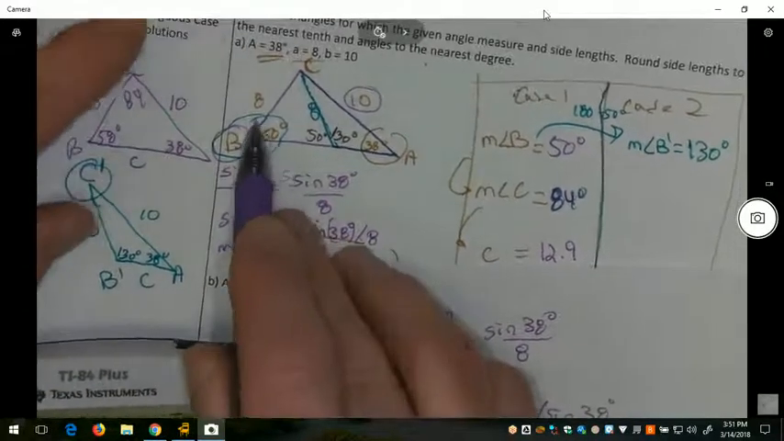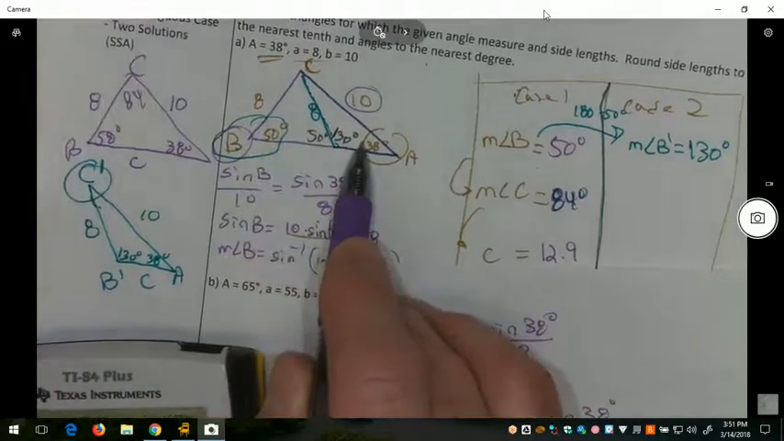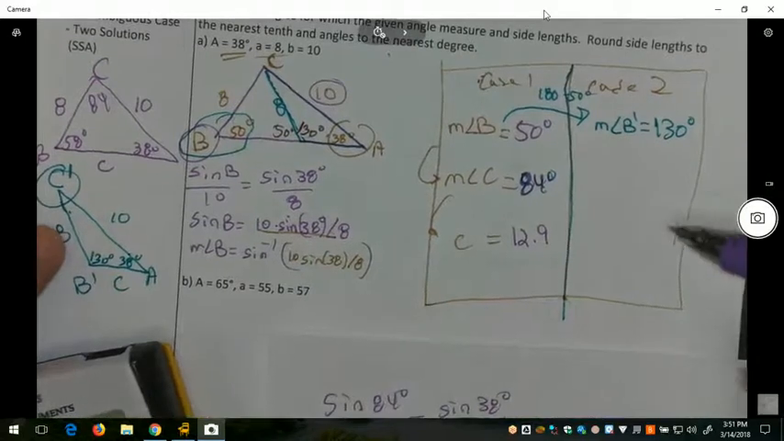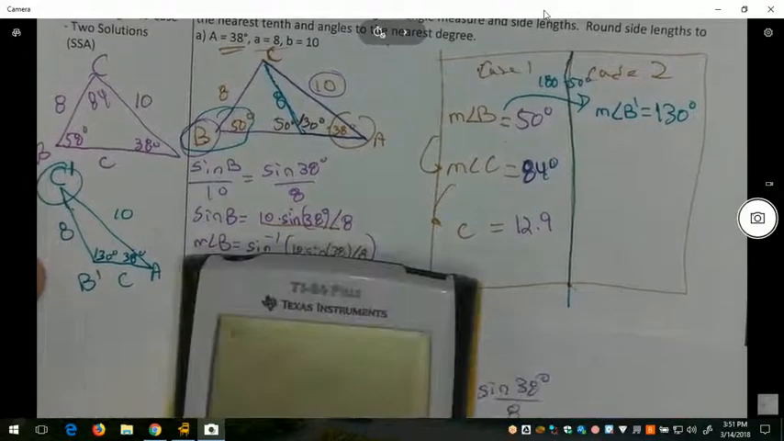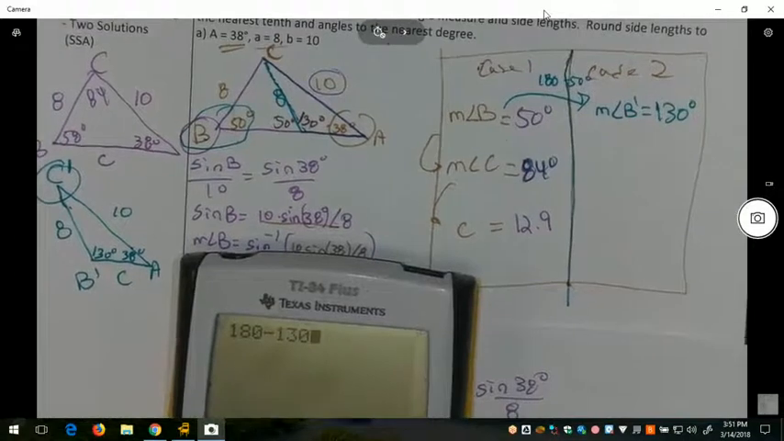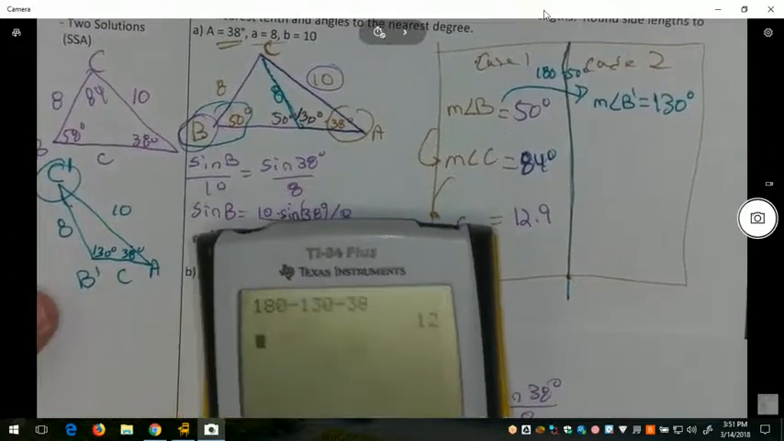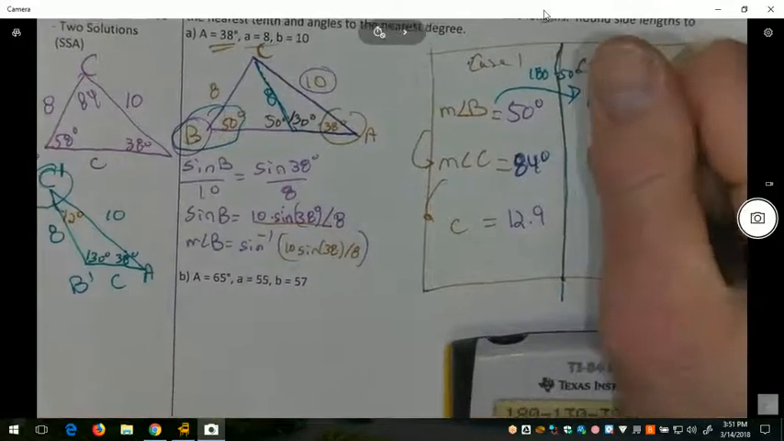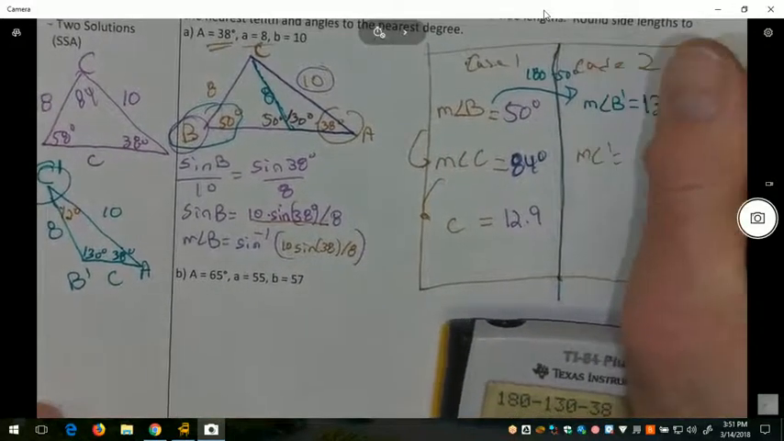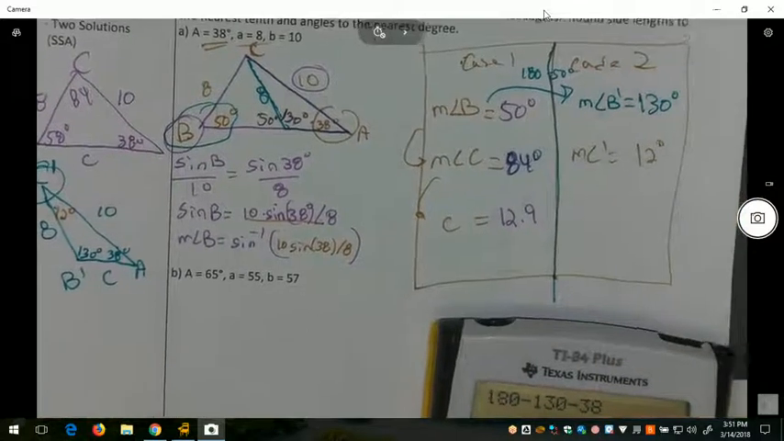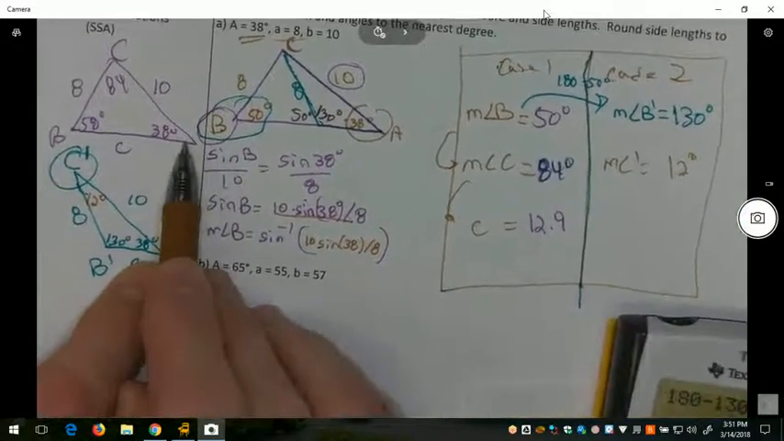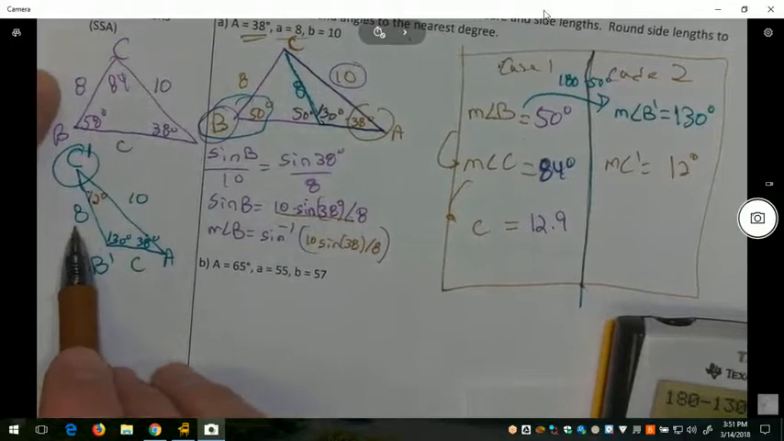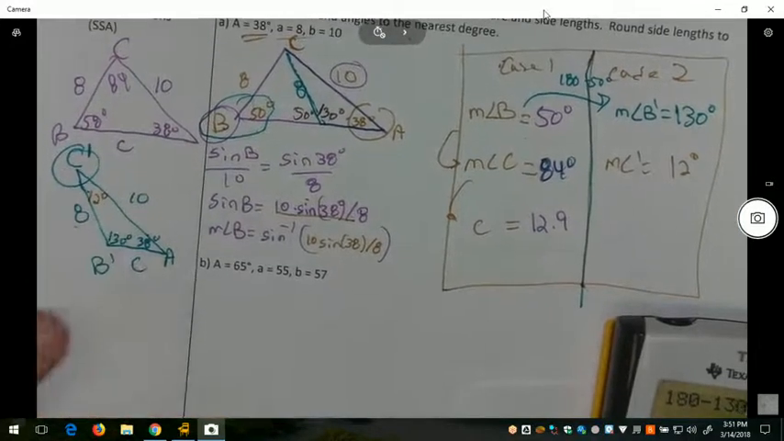But because this leg could have pivoted, creating an obtuse triangle, I also have to solve the possibility of the obtuse triangle. In that particular case, 180 minus 130 minus 38 is a whopping 12 degrees for angle C prime. So C prime is 12 degrees. Because angle A didn't change, it stayed 38. Side B stayed 10, side A stayed 8. But this different angle is going to give me a different side.